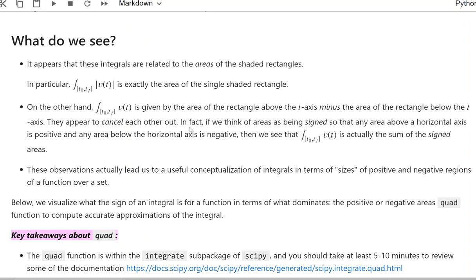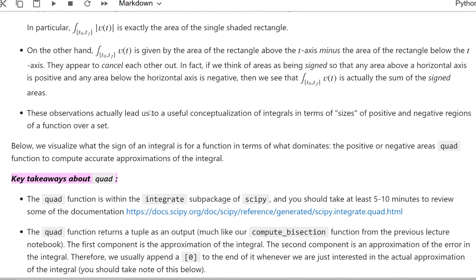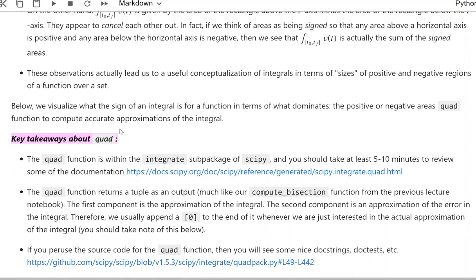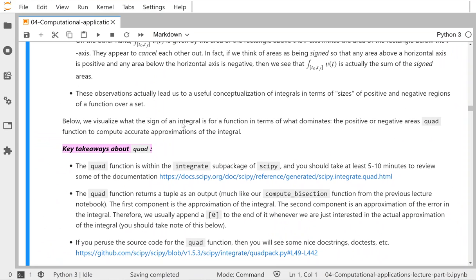If we think of areas as being signed, so that any area above a horizontal axis is positive, while any area below the horizontal axis is negative, then we see that the integral is actually the sum of the signed areas. These observations lead us to a useful conceptualization of integrals in terms of sizes of positive and negative regions of a function over a set. So below, what I do is visualize what the sign of an integral is for a function in terms of what dominates, either the positive or negative areas.